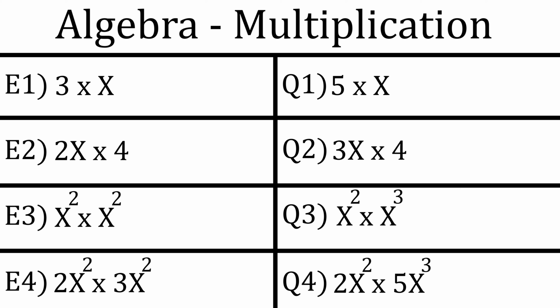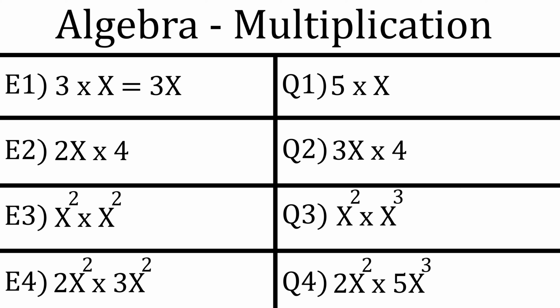So starting with example 1, E1, this is a bit more about notation. So what is 3 times x? So how would you write this? Well, you just write it as 3x. You can imagine there's 3 lots of x, but when you have the 3 and the x together like that, it means that they're just multiplying each other. So you'd write 3 times x as 3x.